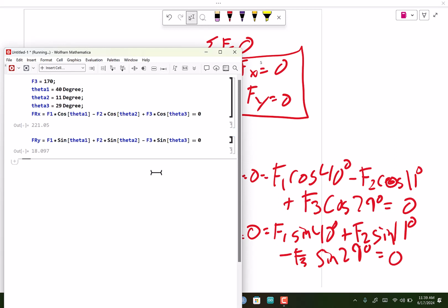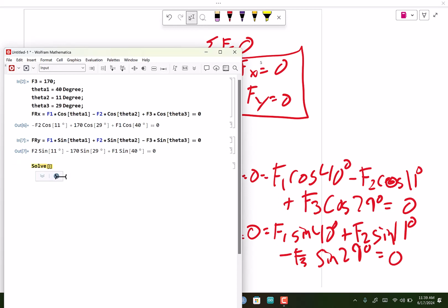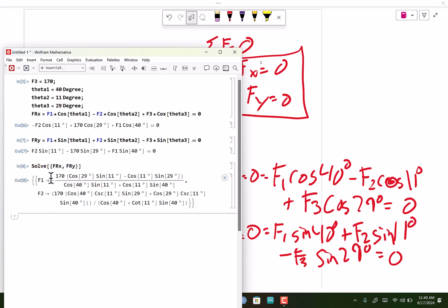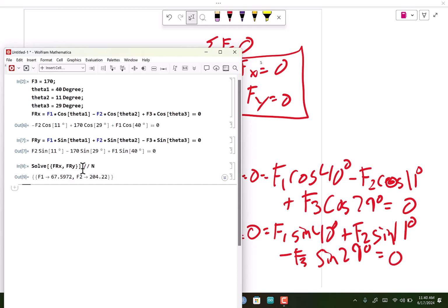So we have two equations that we've set equal to 0, and we need to solve for two unknowns. Now, obviously, you could rearrange equations. You could do math. But F1, F2, two equations, two unknowns. So I'm going to solve these two equations like so, Frx and then Fry. And let's go ahead and solve this numerically. And there we go. So we've got it.